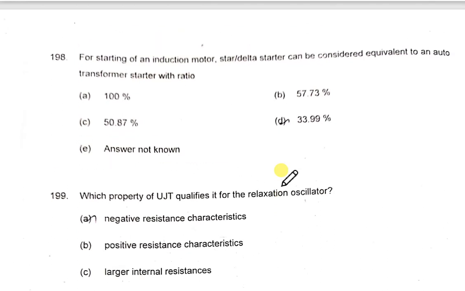Next. For starting an induction motor, star delta starter can be considered equivalent to an auto transformer starter with the ratio of 57.73%.